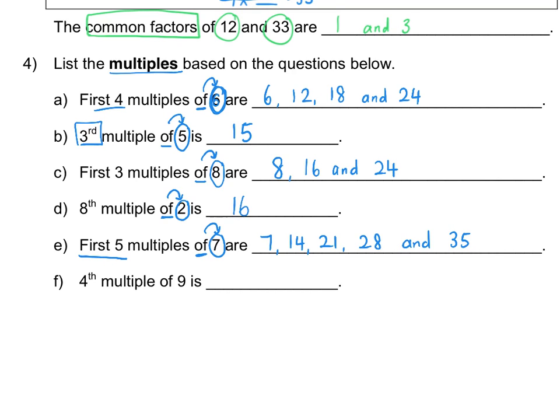And for the last question, the 4th multiple of 9, we focus on the 9 times table. They want the 4th, not the first 4 but the 4th. So it will be 9, 18, 27 and 36. So answer here is 36. So this will be the end of this worksheet.